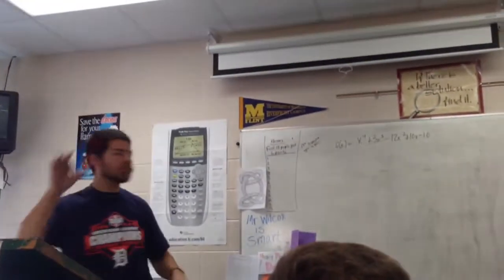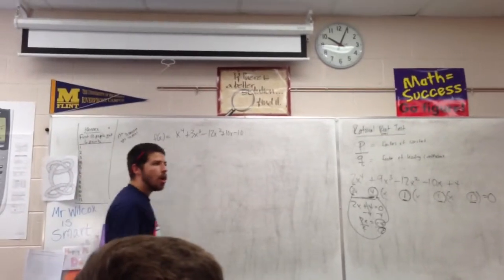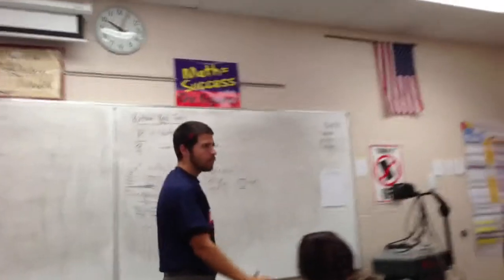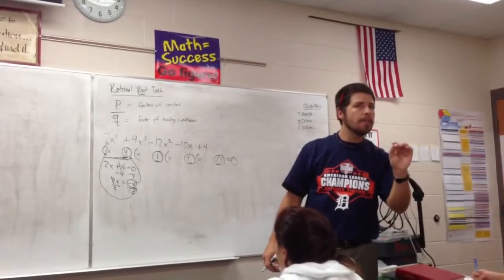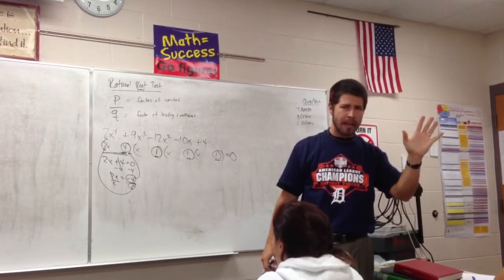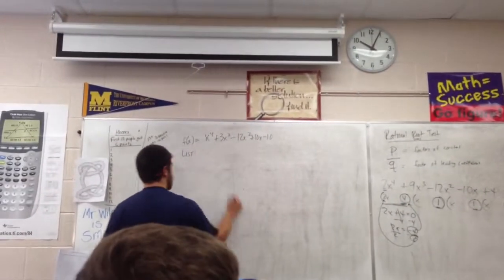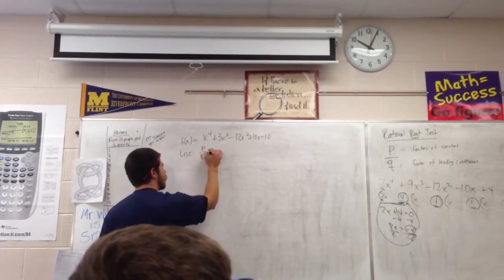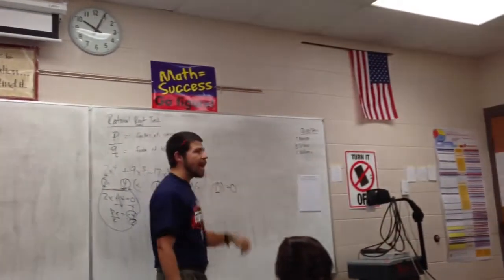Just for now, I don't want to solve this monster. All that I want to do is make a list of all the possibilities. Granted, these are only the possible rational roots. We're not quite finding the complex ones just yet, but these are just the possible rational ones. The list is P over Q. Let's see. P are the factors of the constant.